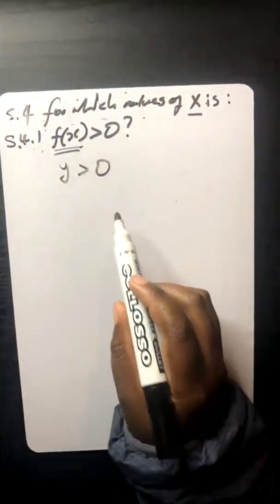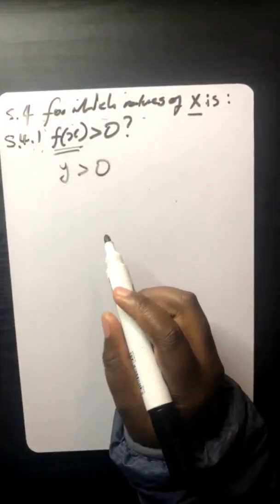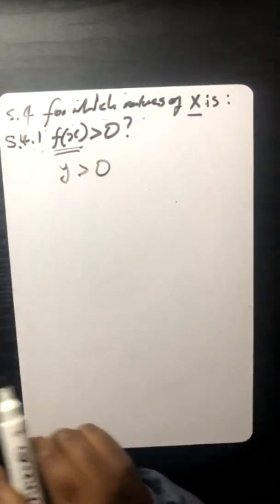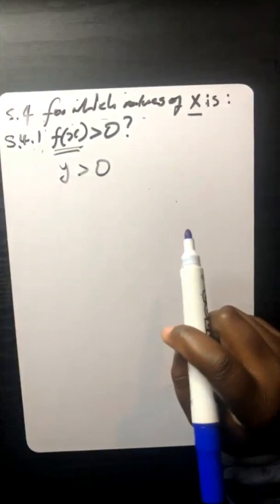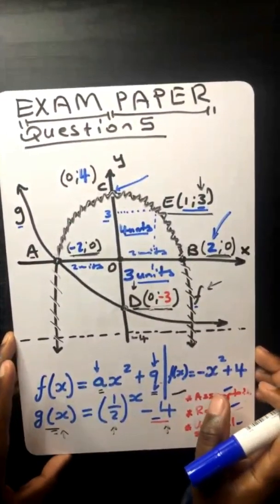So the question says, for which x values are we having f of x being greater than 0? So that actually means you can answer this question in 2 possible ways. What is the first possible way to answer this question, guys? Let me just test if you understand what I've explained there.